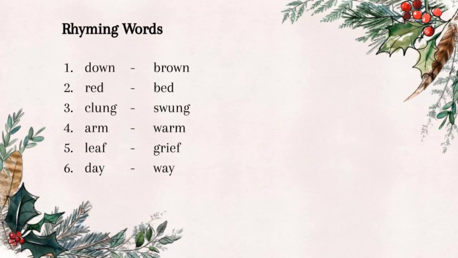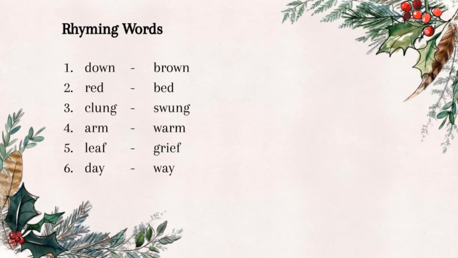Students, now we are going to see rhyming words. What do you mean by rhyming words? Rhyming words are 2 or more words that have the same ending sound. If 2 words have the same ending sound, they are known as rhyming words. If the 2 words have different ending sounds, they are not rhyming words.